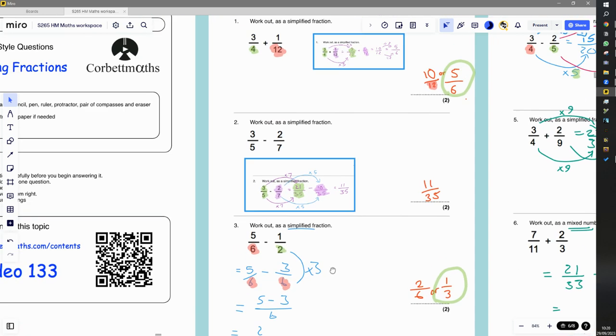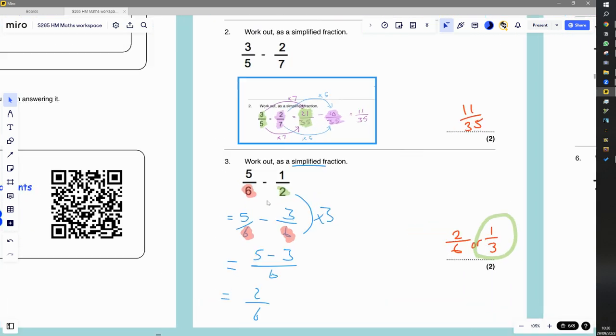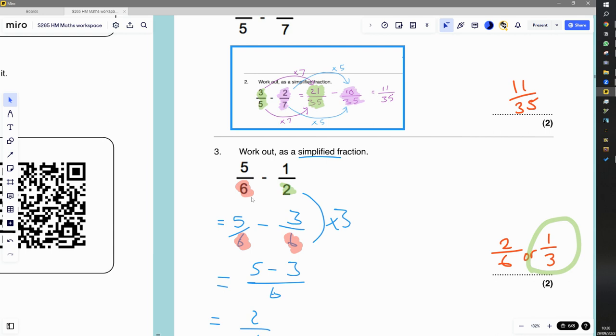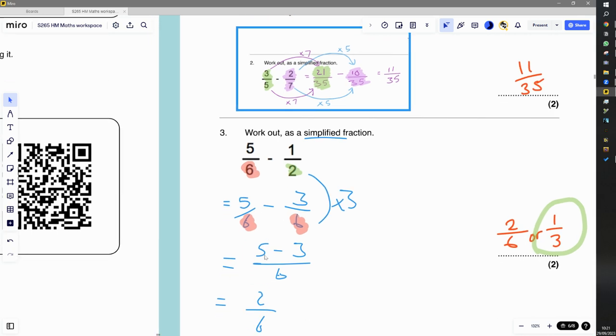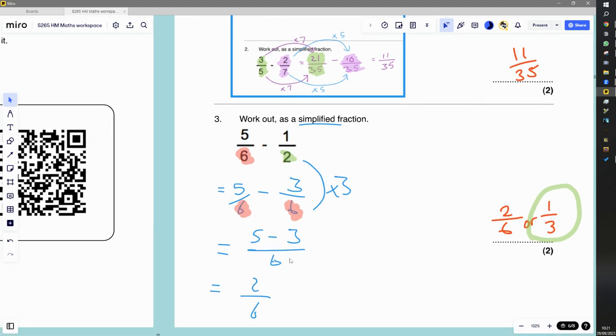Question 3 is like question 1, in that we are keeping the 5 over 6 the same and changing that to 3 over 6. I've added an intermediate step. You don't need to do this, but it's helpful because it's going to be useful when we do other topics. So before, we just missed out that little bit there, and we just added the two numerators, got 2 over 6, and we simplified it.